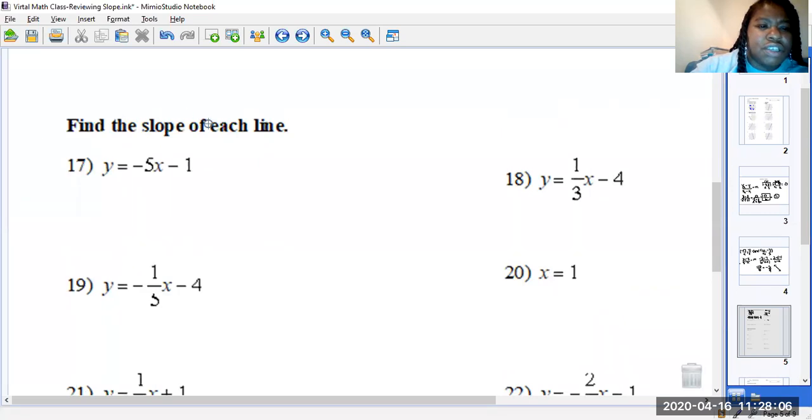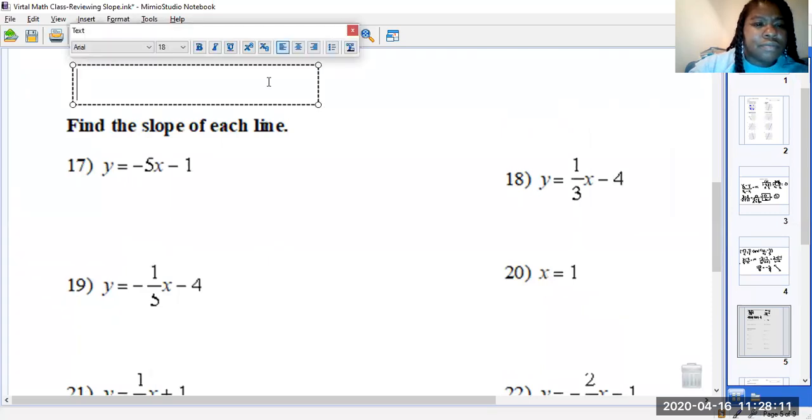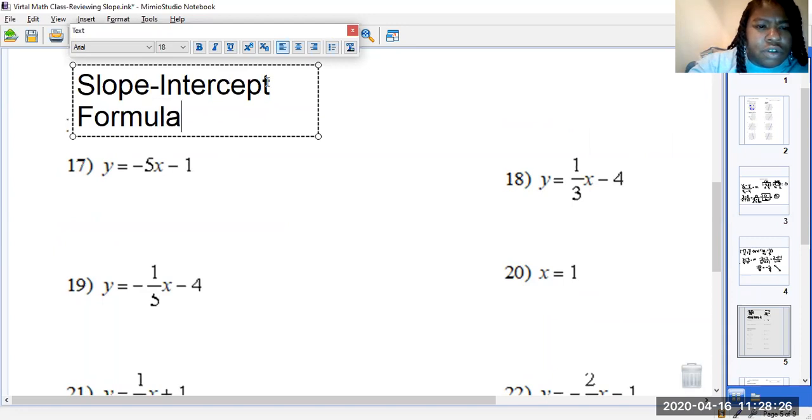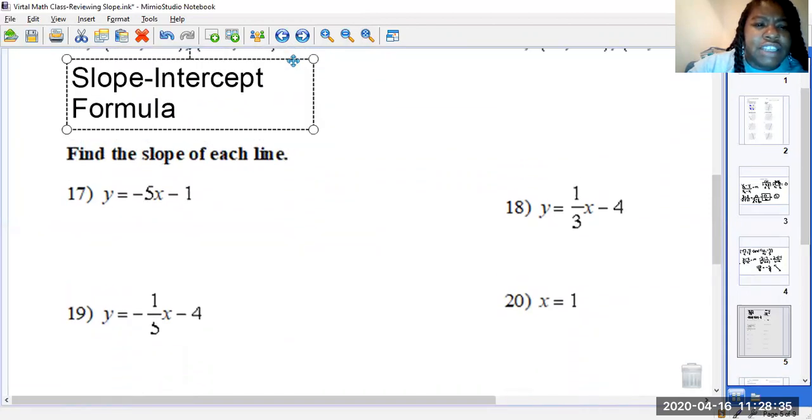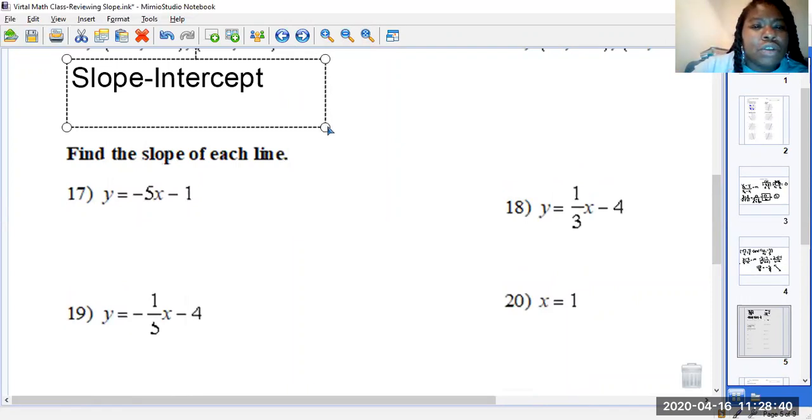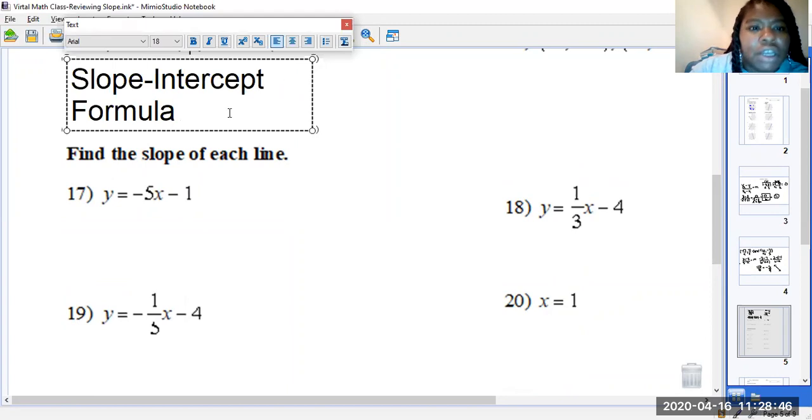Now I'm going to use this as my slope-intercept formula. All right. So the slope-intercept formula is basically used when you are trying to identify not only the slope, but also the y-intercept, okay? Let me just go ahead and leave it like that. All right, so the slope-intercept formula is as follows.